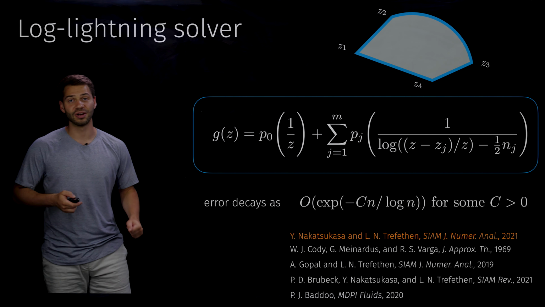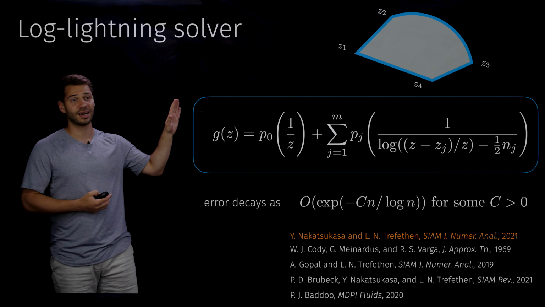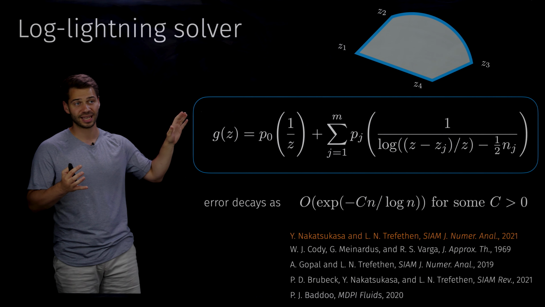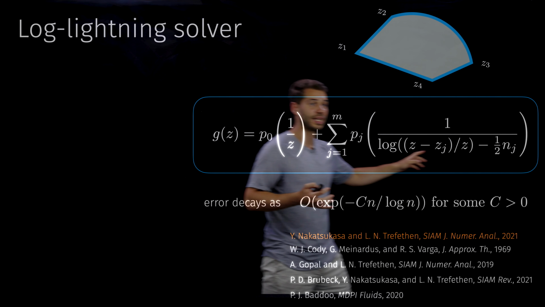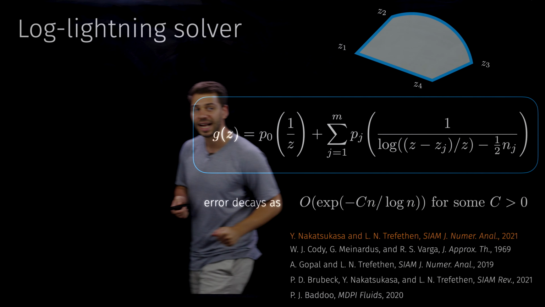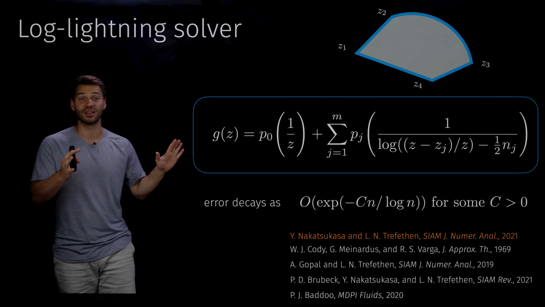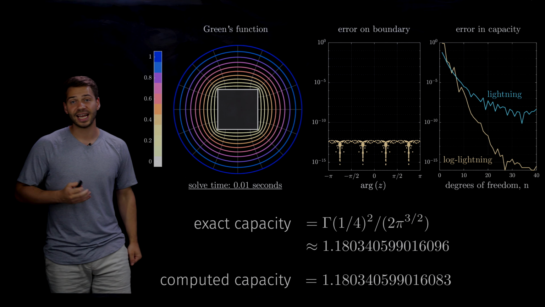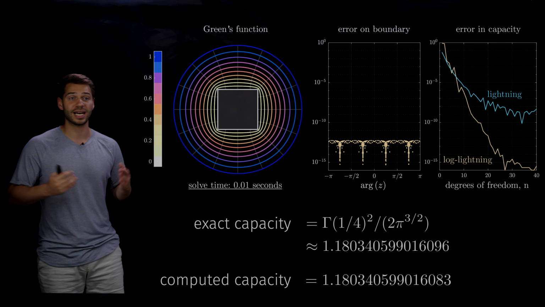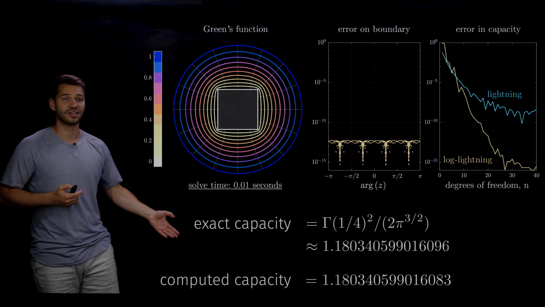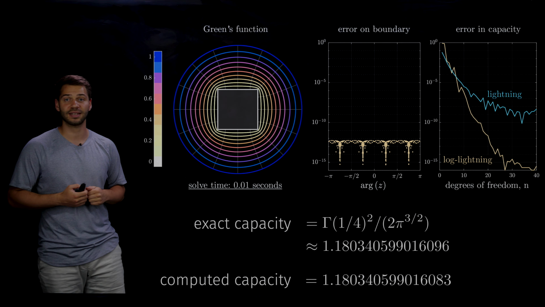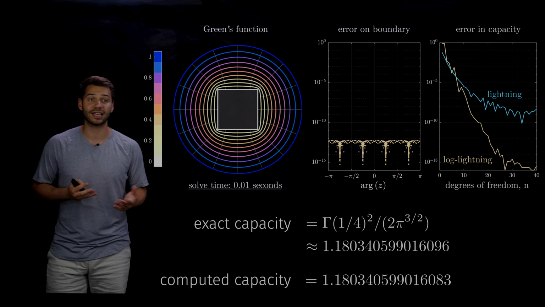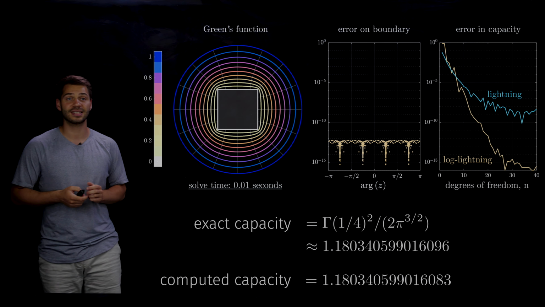Okay. So this is the strategy. Represent our perturbation to the Green's function in this form, in reciprocal log form. Choose the degree of approximation with these n's, and then least squares fit on the boundary to find the polynomials that are a best fit for the boundary data. So here we apply this method to the example of the square. And here the side length is 2, so the exact capacity is given by this quantity. And via this method, we can compute this capacity to 15 digits of accuracy in 0.01 seconds.